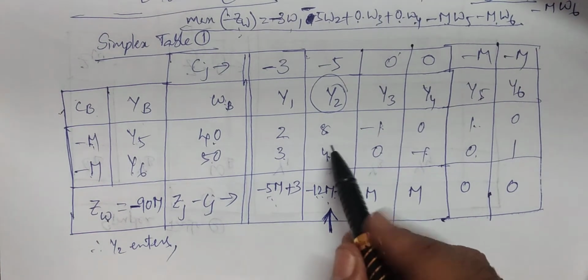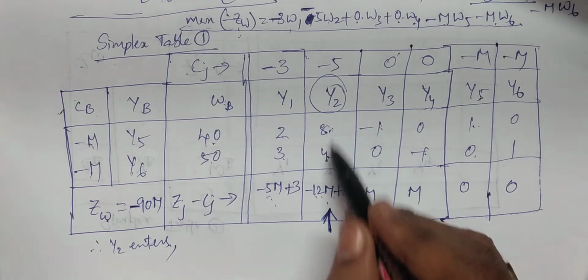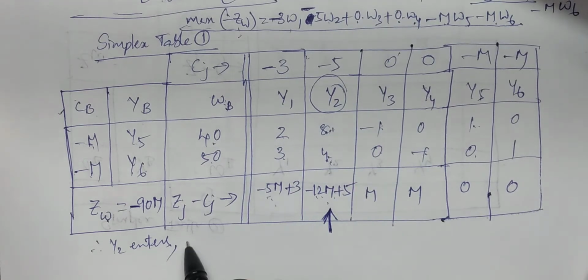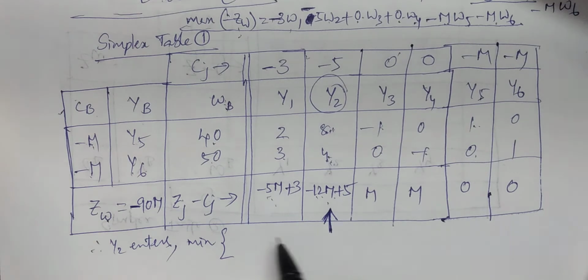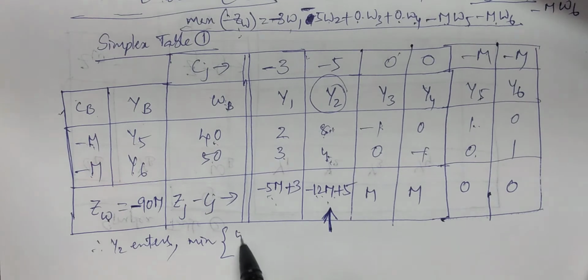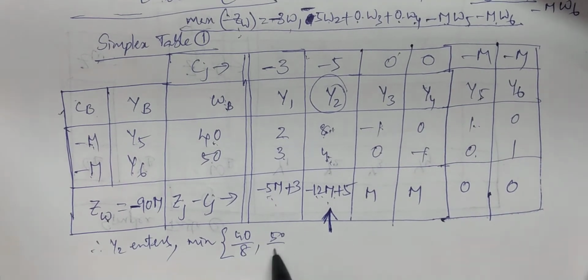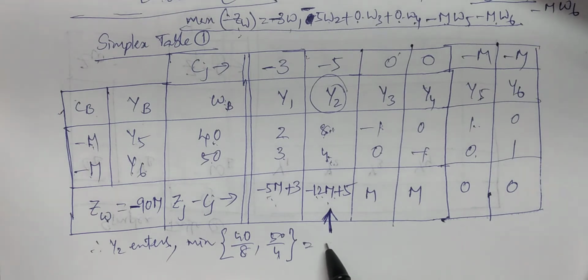Then next, observe the YIR values, elements in Y2, 8 and 4. Both are positive. Then you calculate minimum ratio. I am calculating minimum of omega bi by YIR greater than 0. That is 40 by 8 and 50 by 4. Both we have to calculate. 40 by 8 is 5, 50 by 4 is 12.5. So therefore it is the least element. The minimum ratio is 40 by 8, 5.